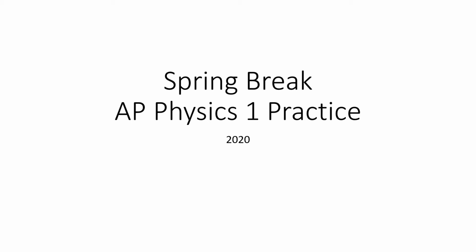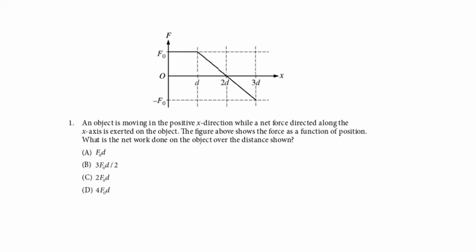Okay, so we're going to be going through your sample questions for the AP Physics 1 exam, the one we gave you for spring break, which turned into Spring Deluxe. For the first one, it says an object is moving in the positive x direction while the net force is directed along the x-axis and exerted on the object. The figure above shows the force as a function of position. What is the net work done?